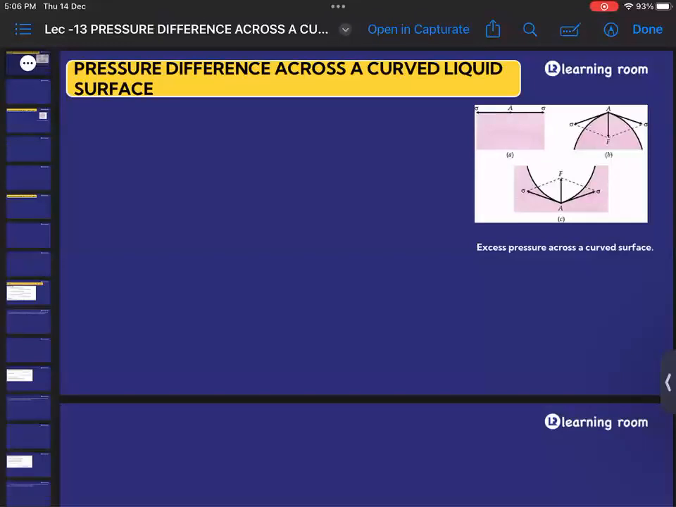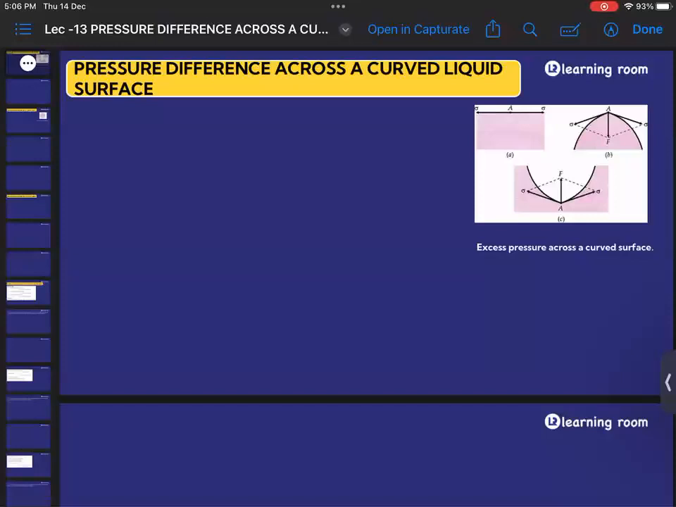Okay, don't write anything. There is a separate lecture on that, which is called angle of contact. I'll come to that. But what I'm trying to say is the same context is applicable everywhere. Now, when you see the pressure difference across a curved liquid surface, if you say the surface of the liquid is flat, then the pressure exerted by the air and the pressure exerted by the liquid will both be of the same value.